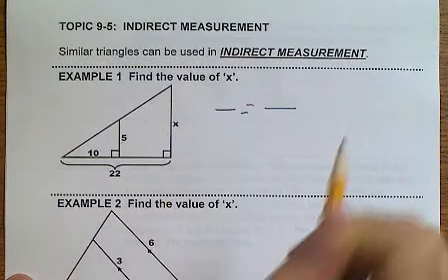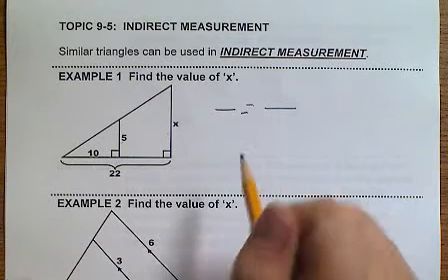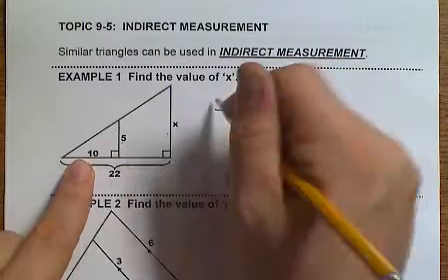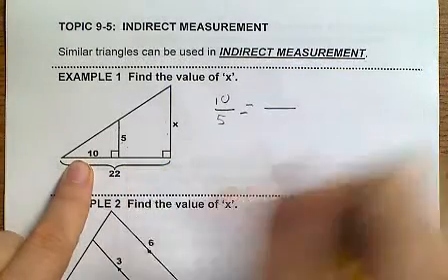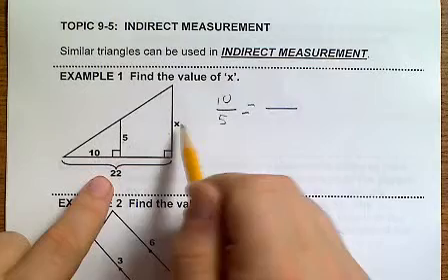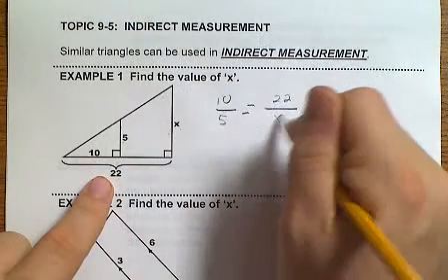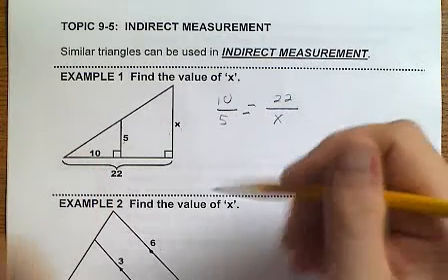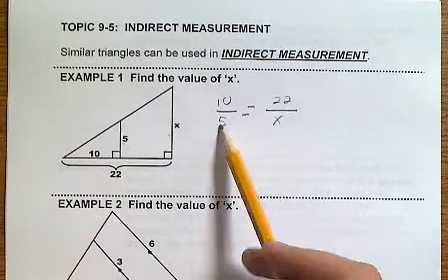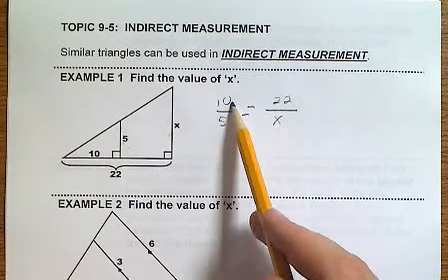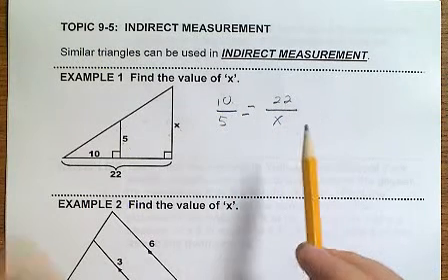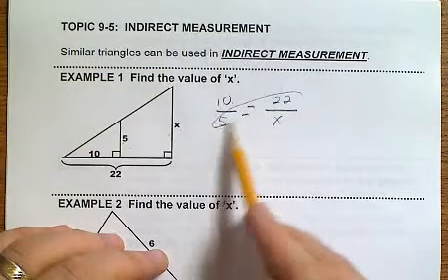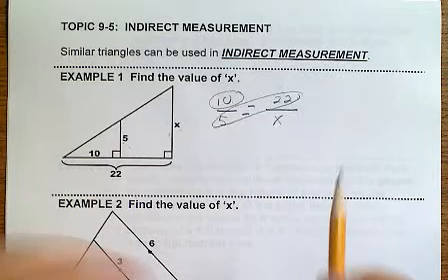We can do this by setting up a simple proportion. I'm going to say 10 over 5 equals 22 over x. And now there are several ways to solve this. The most basic is just 5 times 22 divided by 10. That would give us what this answer is. So that would be cross multiplying and dividing, following the butterfly method.